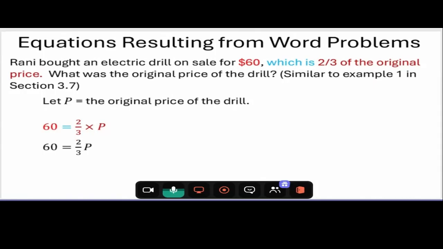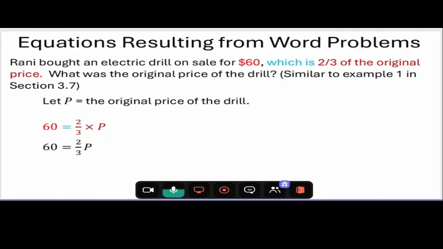And now, once we get an equation, we know we don't need to write that times sign there. Once we get an equation, we simply want to forget all about Randy and her drill that she bought and the sale it was on and how much money she spent, and we simply want to solve that equation. So how do we solve this equation here? We want to get P by itself. P isn't by itself because it's being multiplied by 2/3.